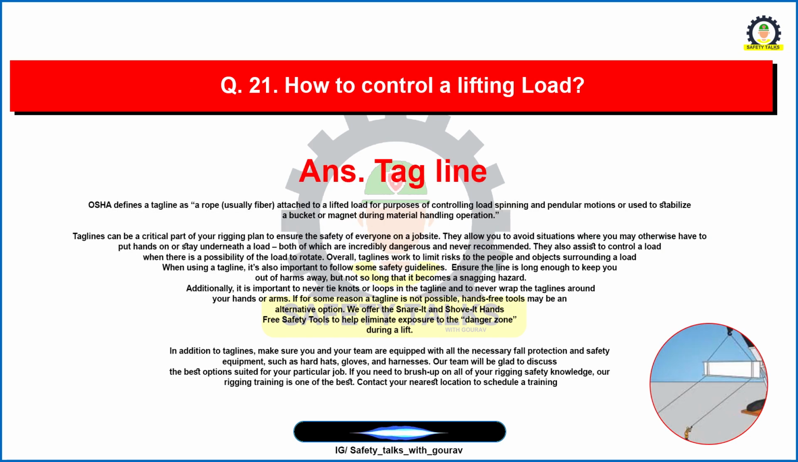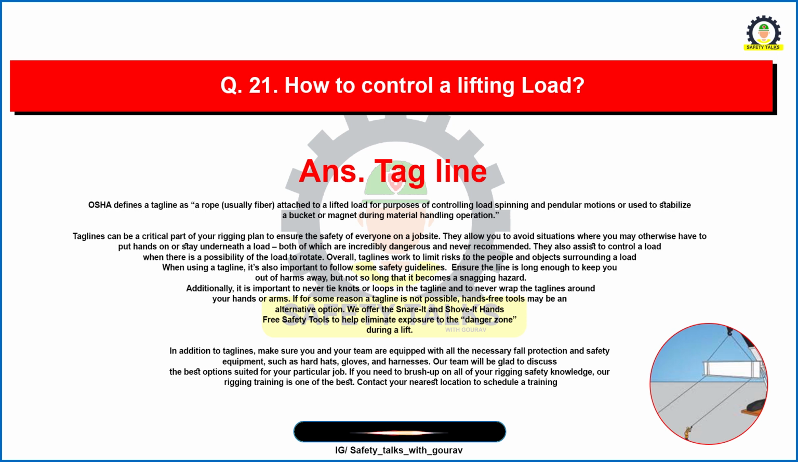Our next question goes like, how to control a lifting load. The question is related to lifting activities, so its answer will be tagline. Why? Because what is a tagline? First we discuss the tagline. OSHA defines a tagline as a rope, usually fiber, attached to a lifted load for the purpose of controlling load spinning and pendular motions, or used to stabilize a bucket or magnet during material handling operations.